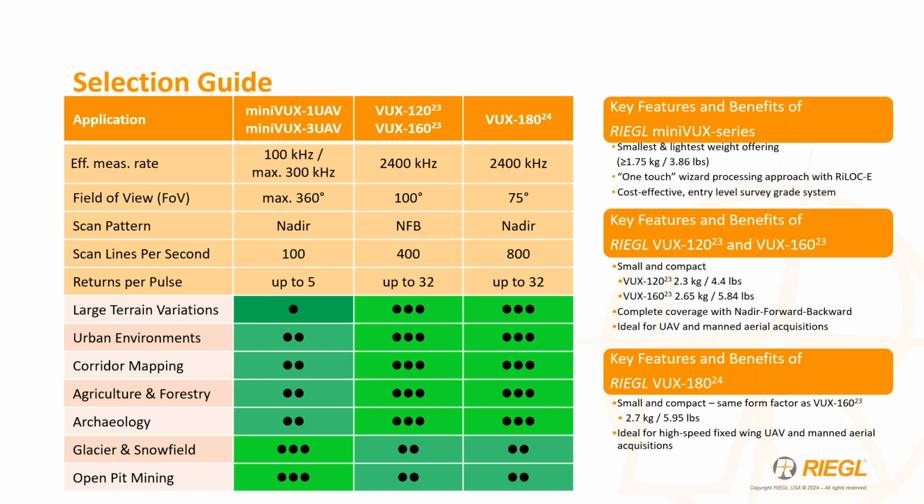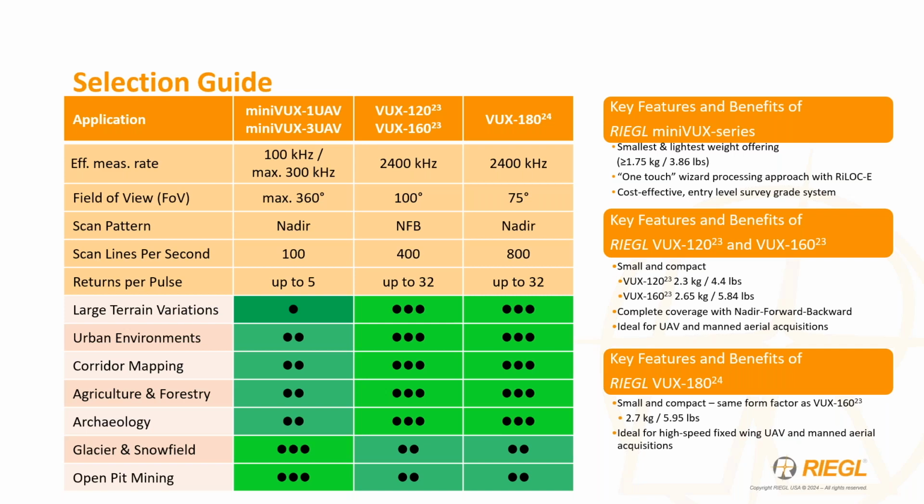Yes, we have quite a lot of systems, a large fleet of our UAV-based LiDAR systems. I just want to quickly mention the VUX 180. It is the same form factor as the VUX 160. The real difference is that it is a nadir scan pattern, but doubling the lines per second. So it's optimized for high-speed fixed-wing UAV operations, and can even transition to manned aerial acquisitions.